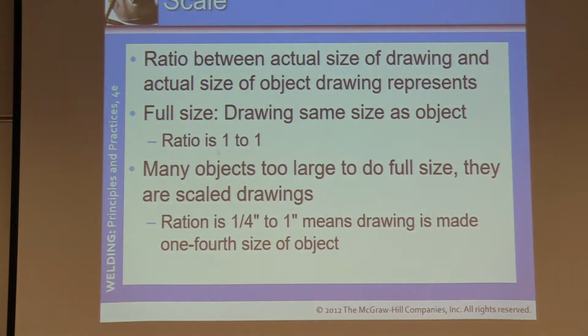Scale: the ratio between the size of the drawing and the actual size of the object. Full size is 1:1, so the drawing is the exact same size as the object. Many objects are too large to do full size. They're scaled drawings, so 1/4 inch to 1 means the drawing is made 1/4 the size of the object, or even more. Maybe a 25:1 scale, 1/100th of a scale, something like that, depending on what we're working with.